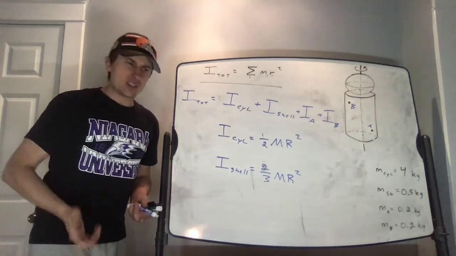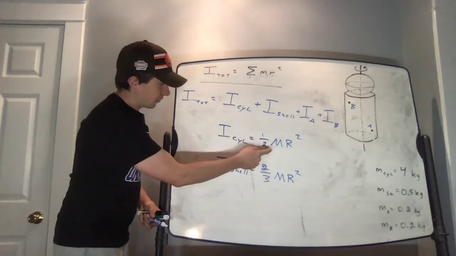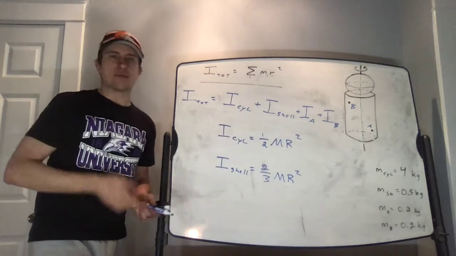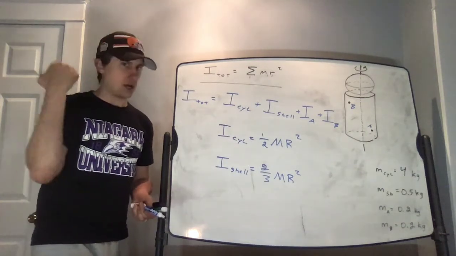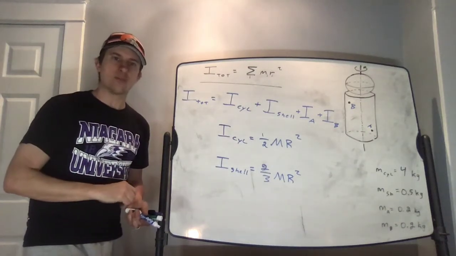If you're curious, where do these prefactors of 1/2 and 2/3, and if you look at some other terms, where do these other terms come from?